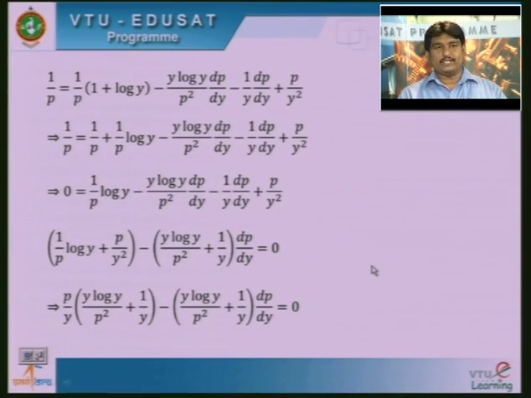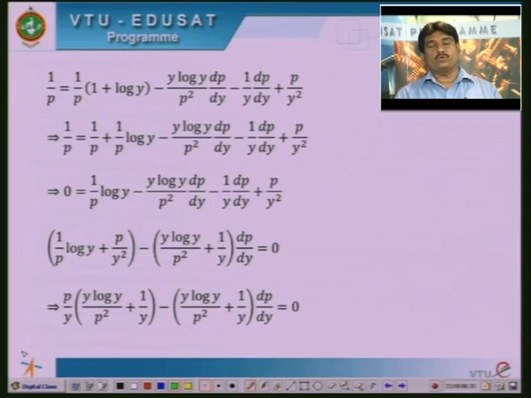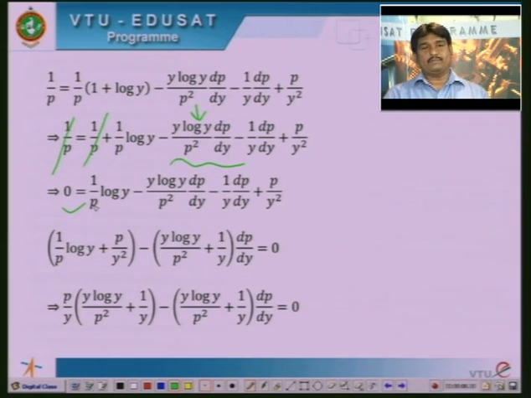Now write dx by dy as 1 by p and simplify this to get 1 by p equals 1 by p into 1 plus log y minus y log y by p square into dp by dy minus 1 by y into dp by dy plus p by y square. Now multiply 1 by p: 1 by p equals 1 by p plus 1 by p into log y minus y log y by p square into dp by dy as it is, minus 1 by y dp by dy plus p by y square as it is. Cancel 1 by p, and you will get 0 equals 1 by p times log y minus the other 3 terms as it is.